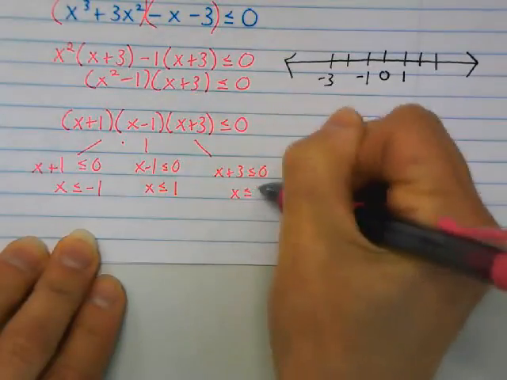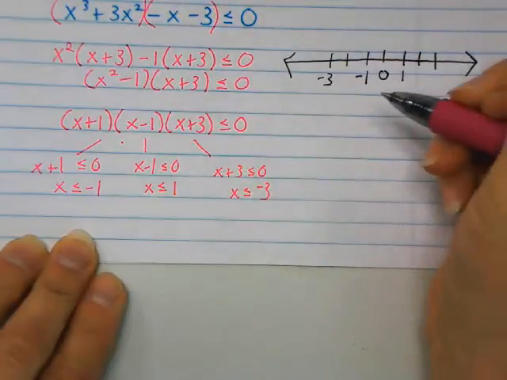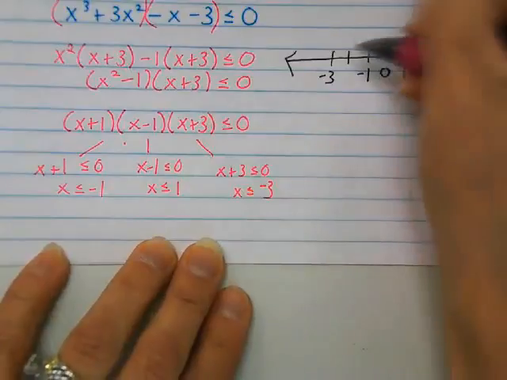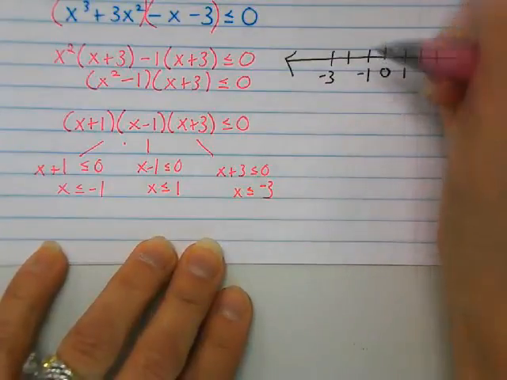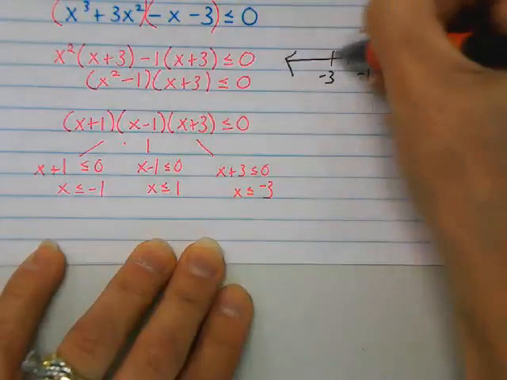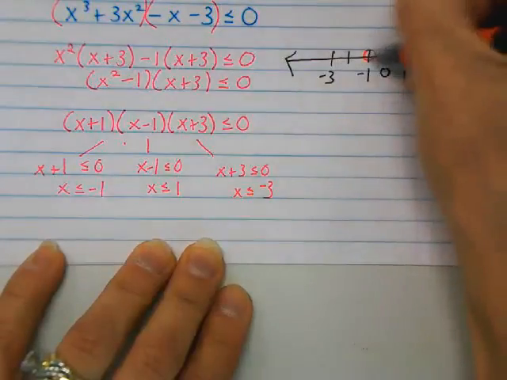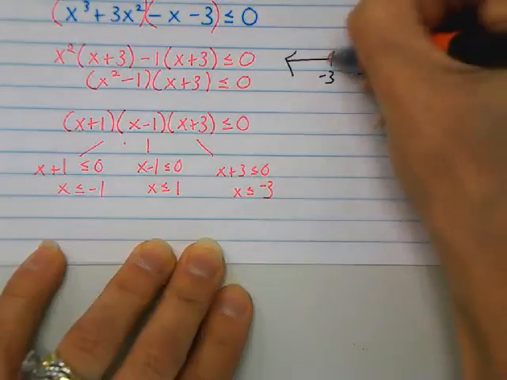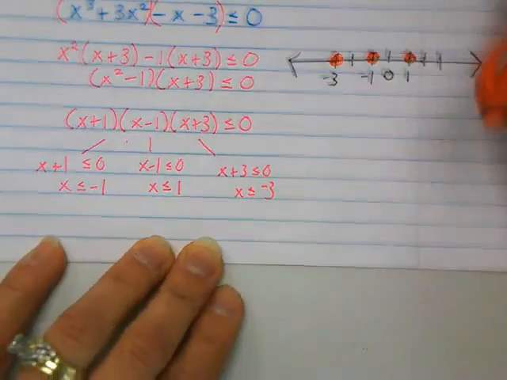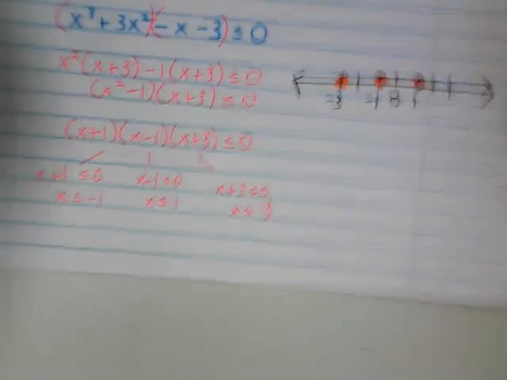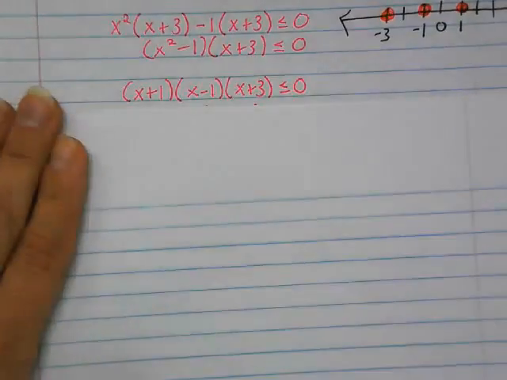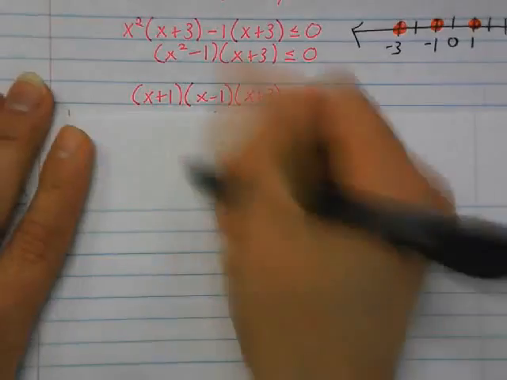Alright, so I need a circle, and is it going to be closed or open? Since it's less than or equal to, I'm going to close it. So I'm going to put a circle at negative 1, a circle at negative 3, and a circle at positive 1. Alright, and I am now going to make my chart. So, this time, do you notice you have 4 intervals?